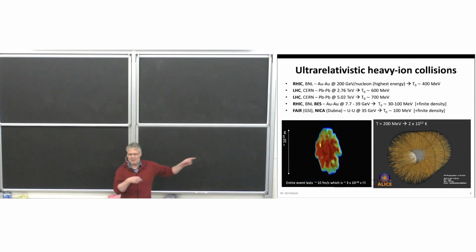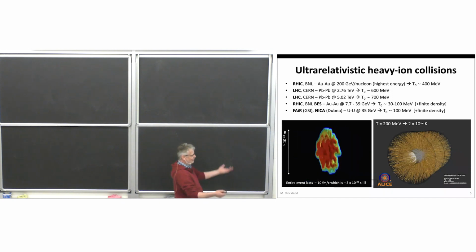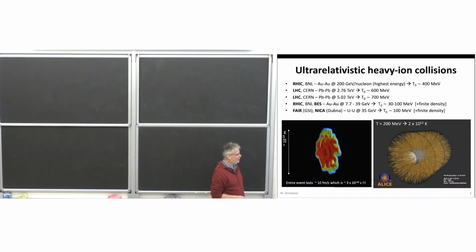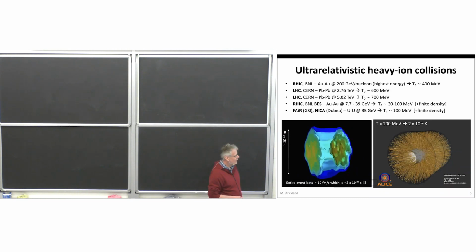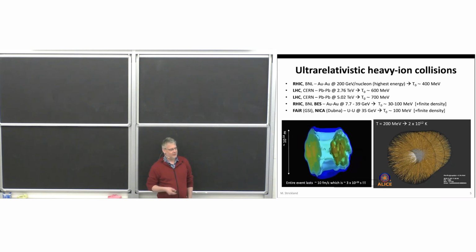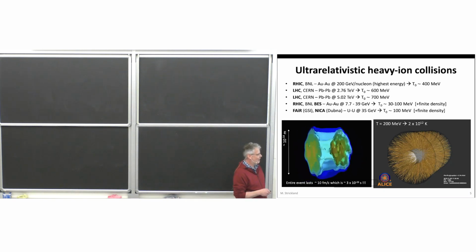We can't really send a probe in there to see what's going on, so we have to have some sort of self-analyzing method to say yes or no, did we create a quark-gluon plasma? That was the basic question, which even 30 years ago we didn't know the answer to. There was a theory prediction that said yes, there should be this quark-gluon plasma, but then the question is, how do we experimentally prove that there is a quark-gluon plasma?